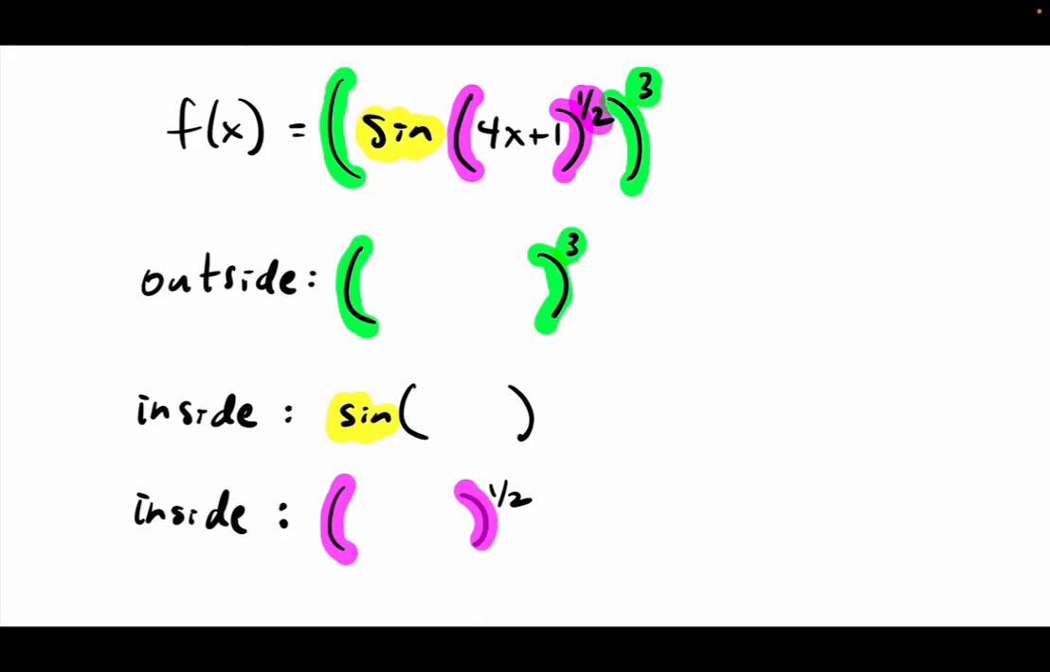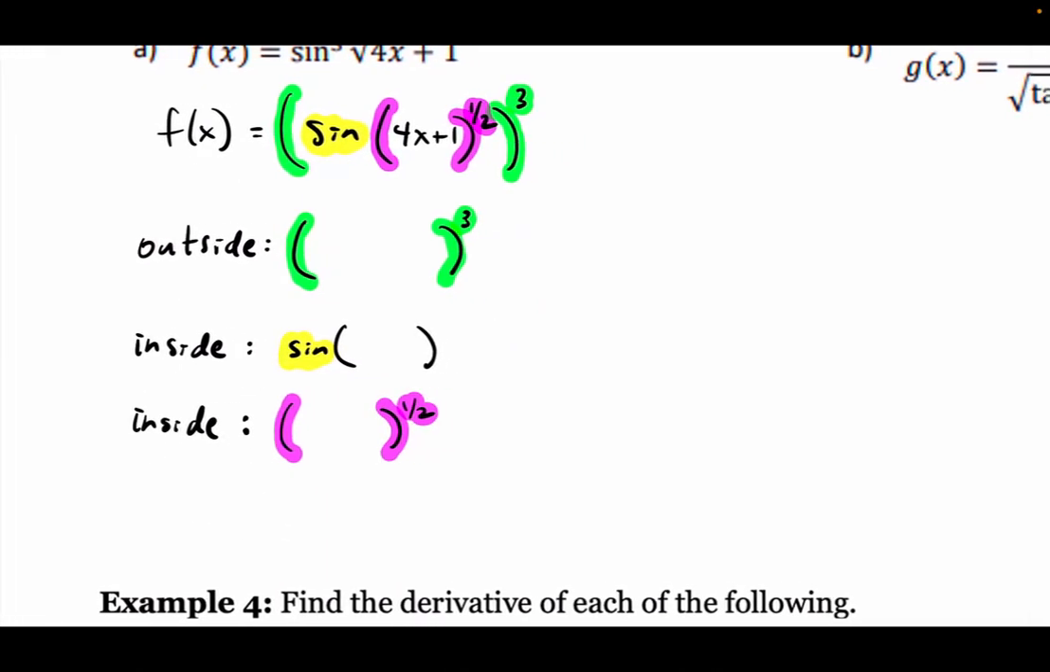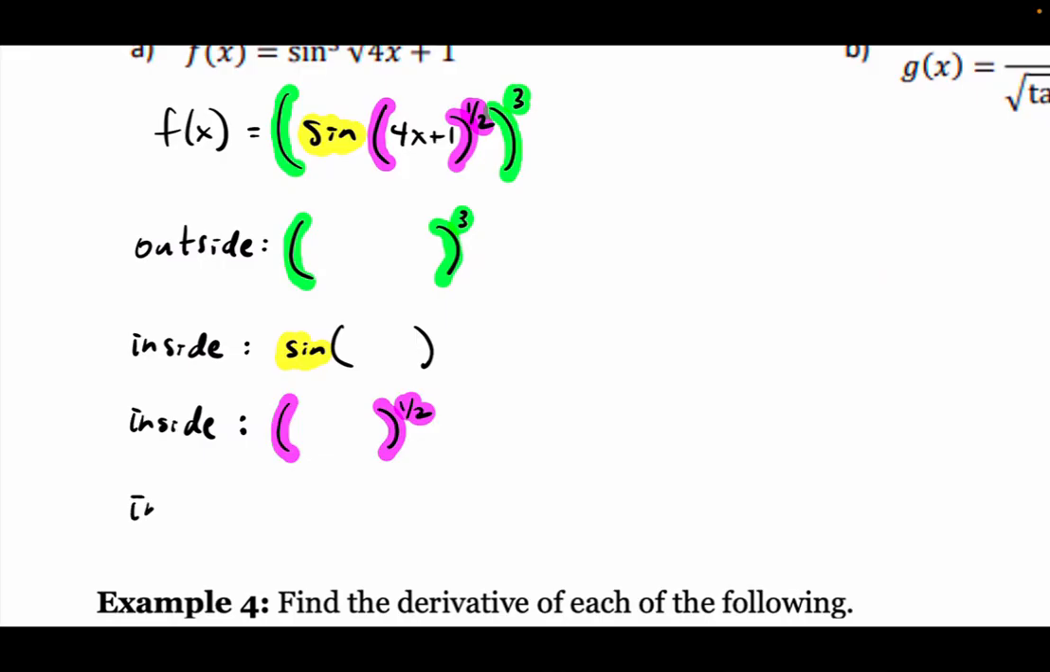So there's 3 insides. So in the last one, there's still an inside, right? Something I haven't touched yet. 4x plus 1, which is inside the inside parentheses. So this guy here. 4x plus 1.